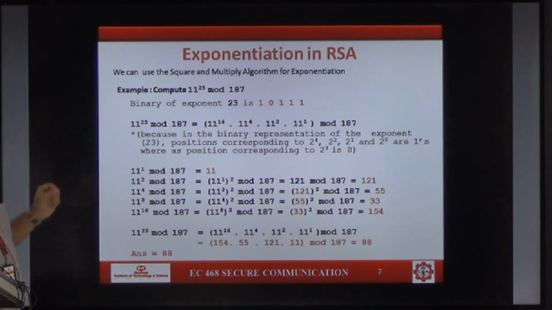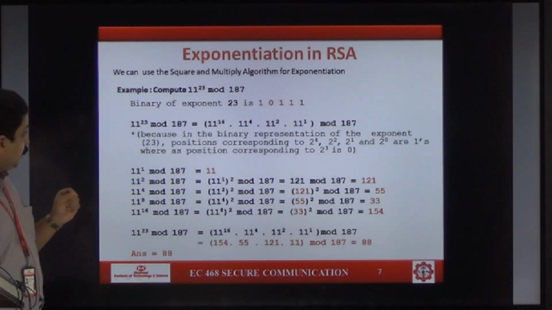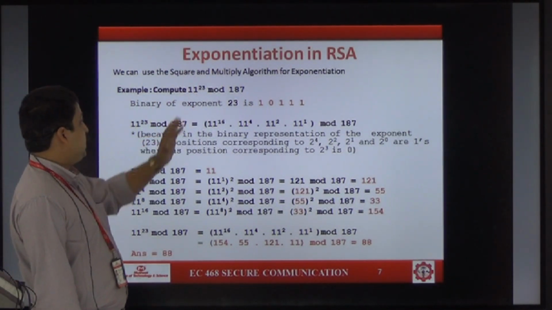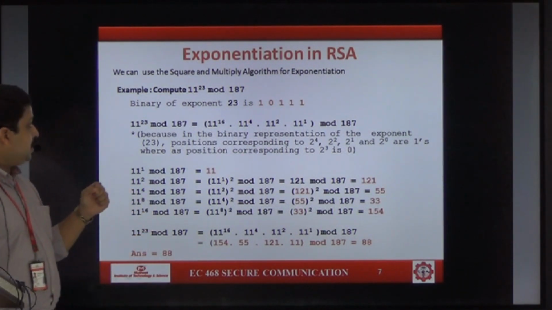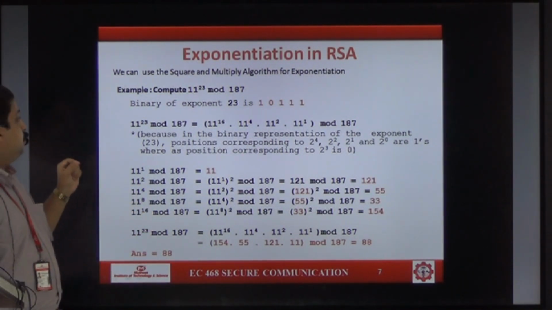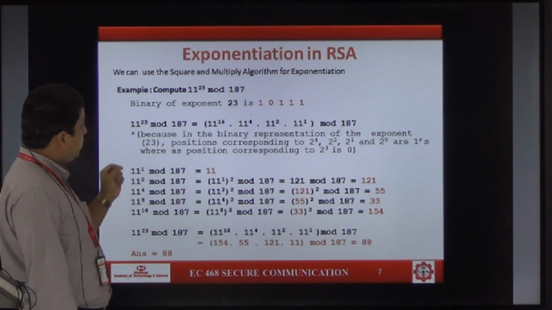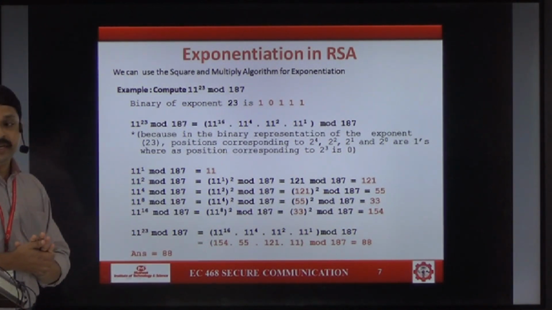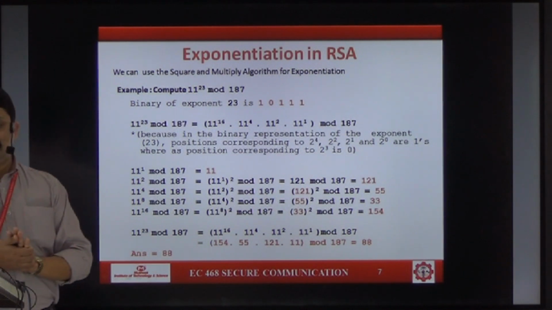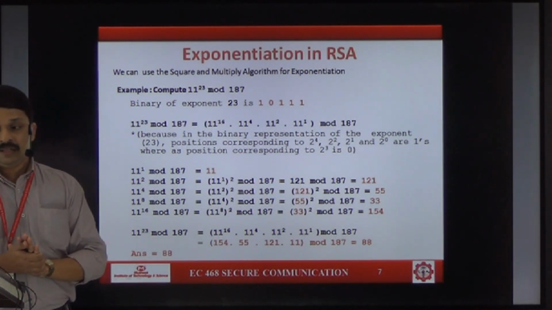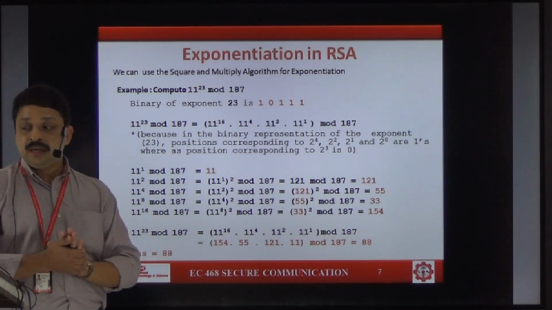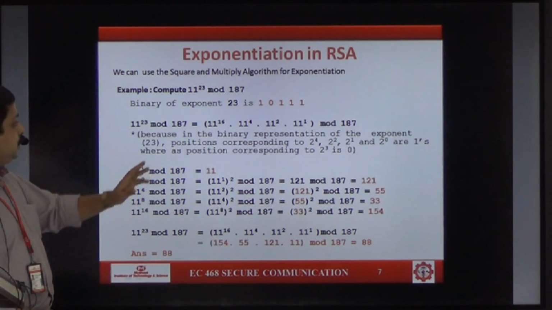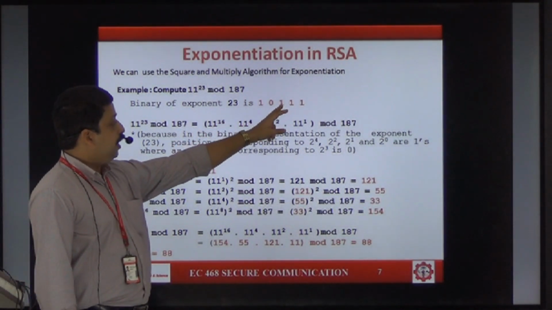Now we will do an example for this, for example the decryption process itself. For the decryption, the process was to compute 11 to the power 23 mod 187. The first step is, the exponent is 23, so we need to find the binary of 23, that is 1 0 1 1 1.